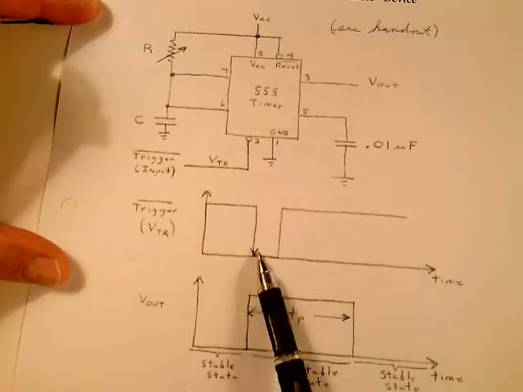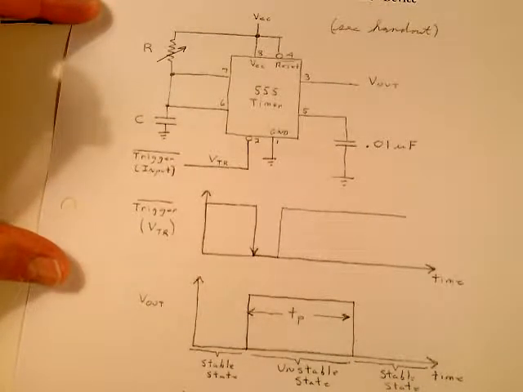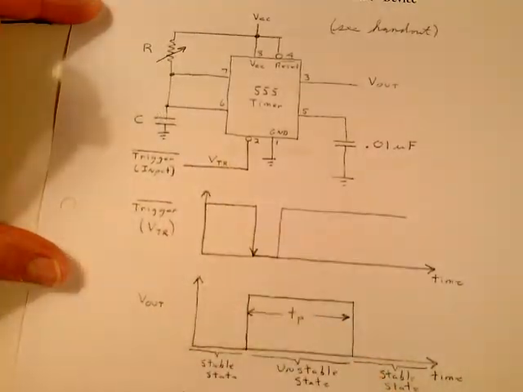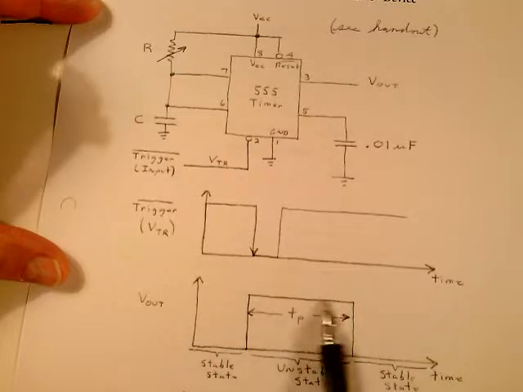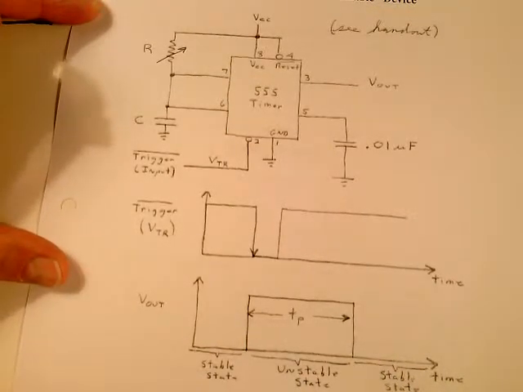Once that trigger comes, the output fires T sub P, which is given by this equation down here. It's a function of the values of R and the value of C. It stays unstable during that time, and then the output goes low. Goes back to a stable state. Like I said, this is used in many different applications.